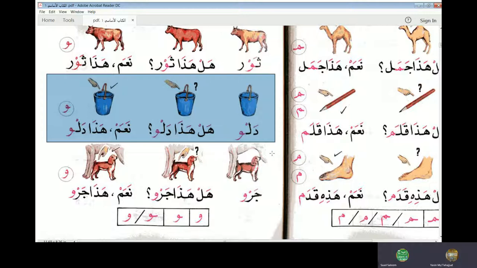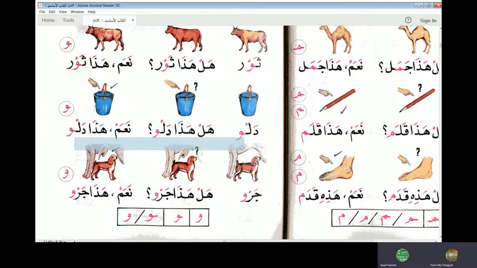Dalu? Is it Dalu? Dalvun. Dalvun? Okay. Yes. And that's a bucket. Bucket. Okay. Yes. Bucket, okay. Dalvun. Okay, Dalvun. Hal hadha dalvun? Naam, hadha dalvun. Bucket. Is this a bucket? Yes, this is a bucket. Hold for 3 minutes. Okay.